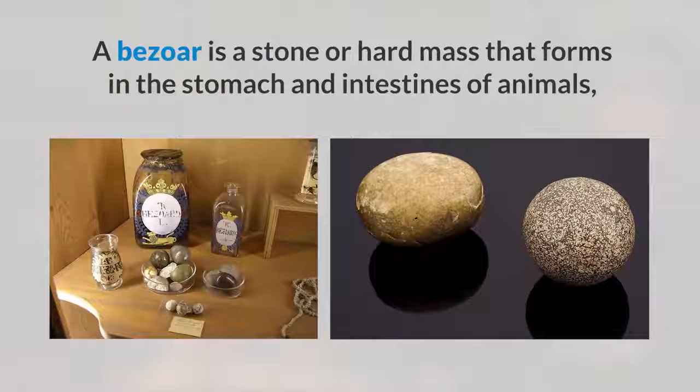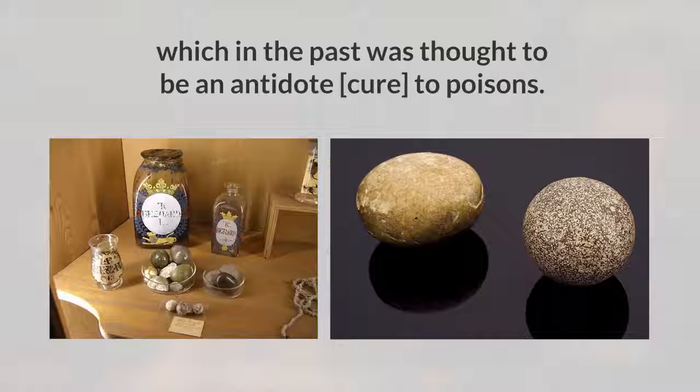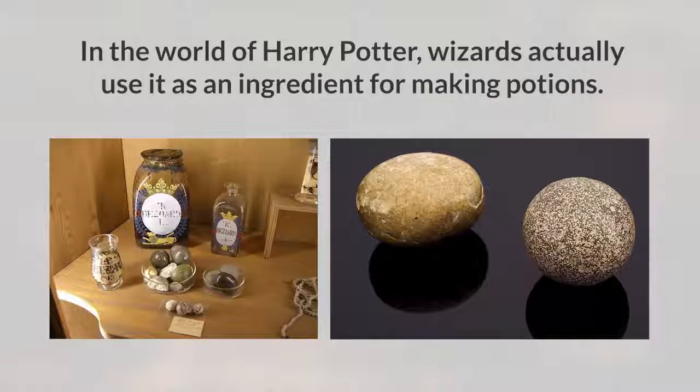A bezoar is a stone or hard mass that forms in the stomach and intestines of animals, which in the past was thought to be an antidote to poisons. In the world of Harry Potter, wizards actually use it as an ingredient for making potions.